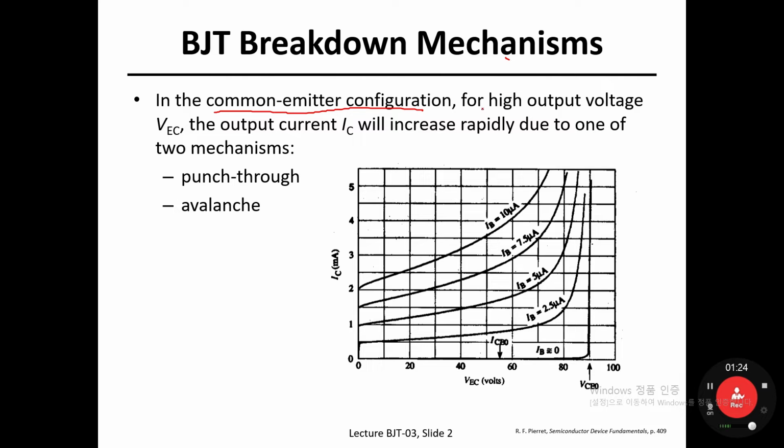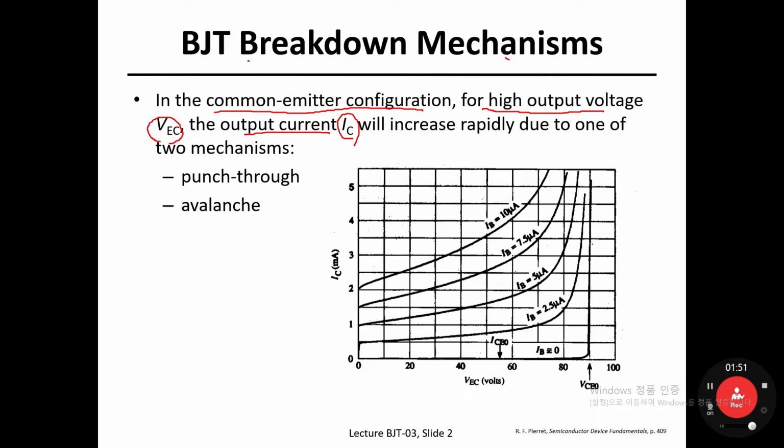But the question is, what if the output voltage in this common emitter configuration, which is defined as the emitter to collector voltage difference, and the output current, which is defined as the collector current, right? What if the output voltage is very high? Then you may expect that the output current should be constant in common emitter configuration.